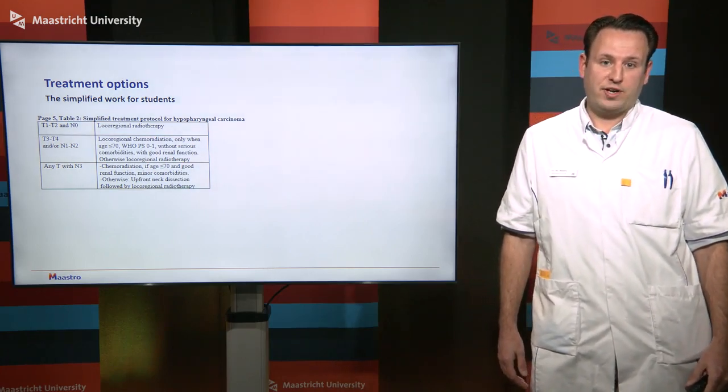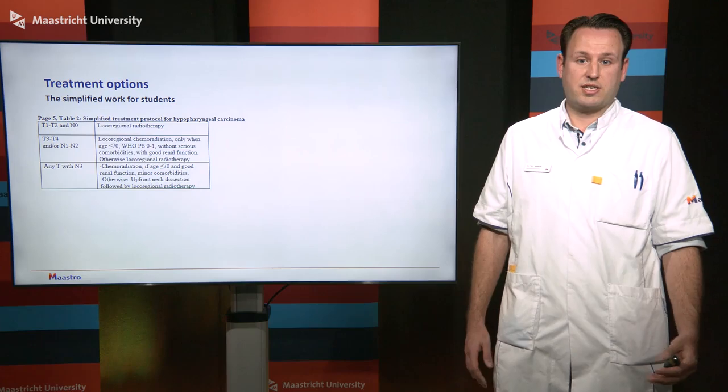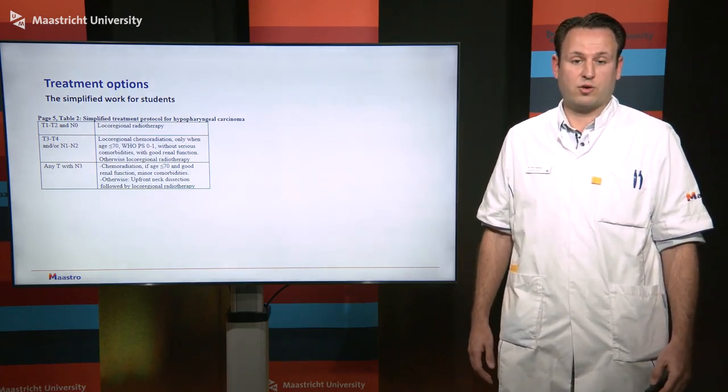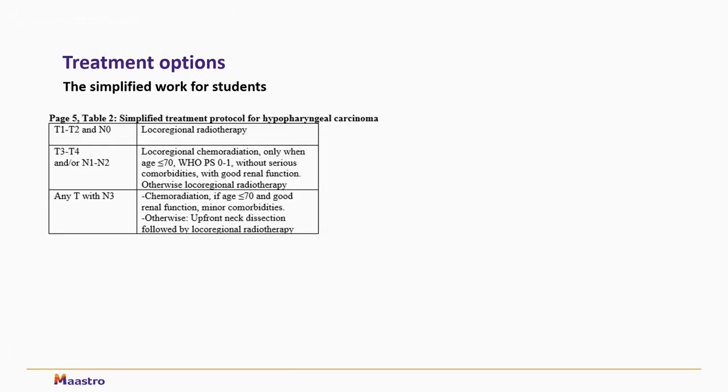If we have N3 stage, so if there are quite large lymph nodes or there's extranodal growth, then we think that chemoradiation is necessary to cure this cancer. So if we have a patient that can undergo chemotherapy, then we want to perform chemoradiation. But if there's any reason that we cannot add chemotherapy, then we think that radiation only is not enough to cure this stage of cancer.